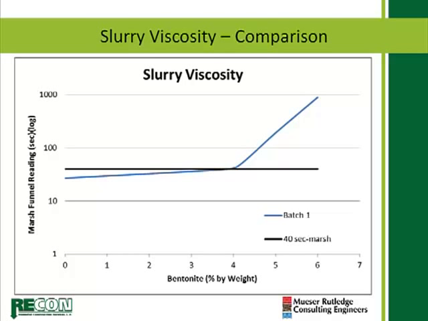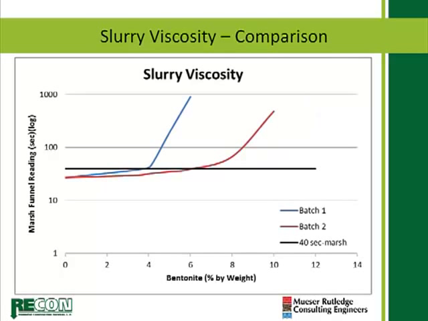This second plot is a comparison of two batches of bentonite from the same manufacturer. This plot shows that batch 1 only needed 4% bentonite by volume to reach a viscosity of 40 Marsh seconds, while batch 2 needed 6% bentonite by volume to reach 40 Marsh seconds. Also notice for batch 2 that the increase in viscosity is more gradual than batch 1.